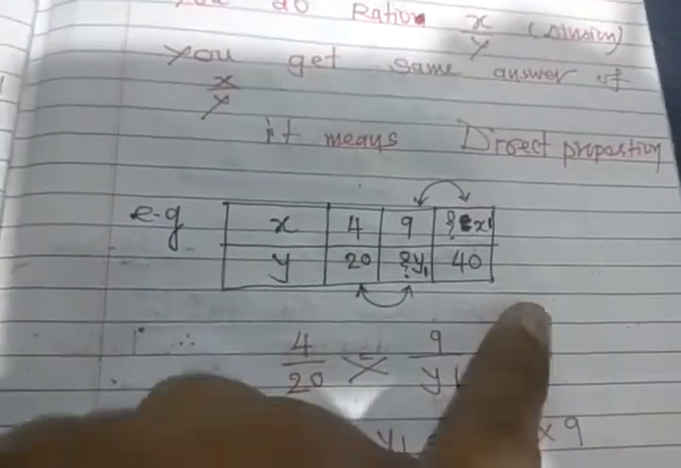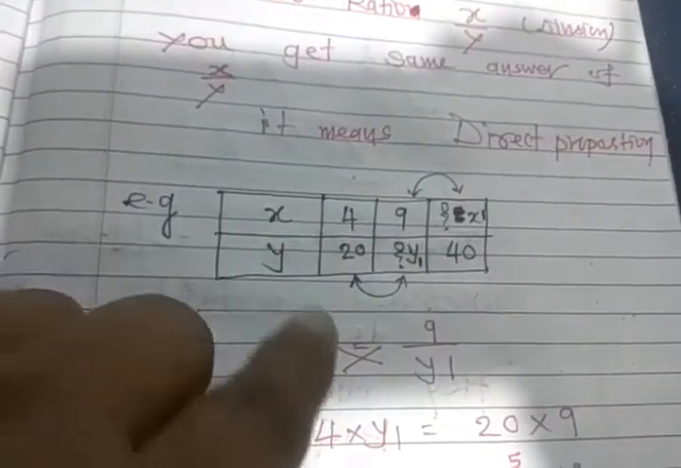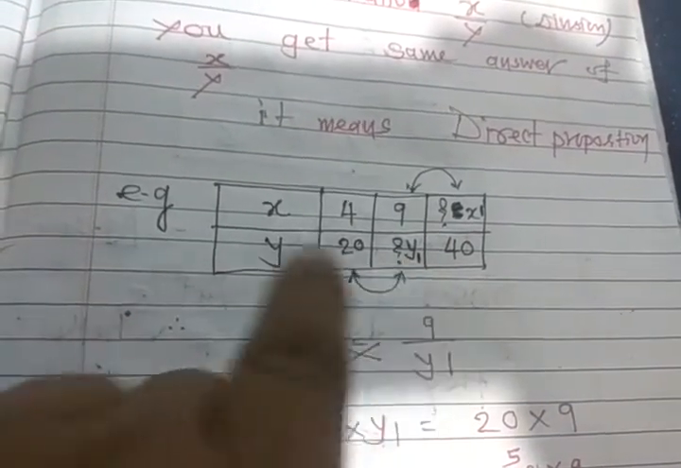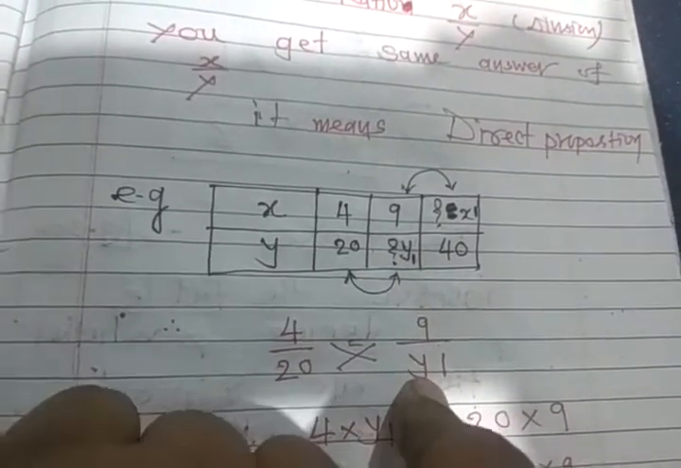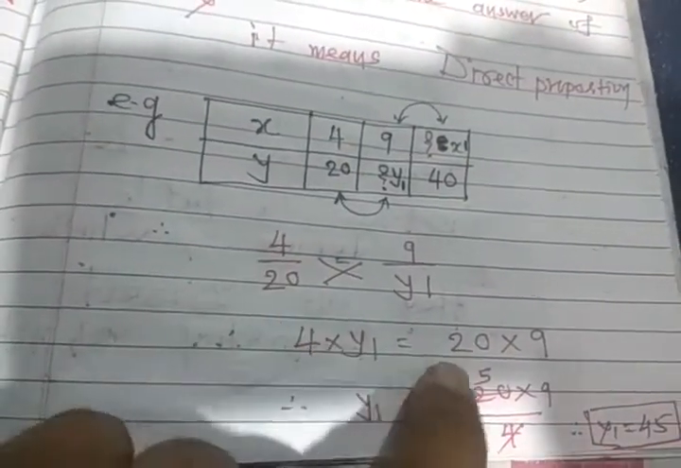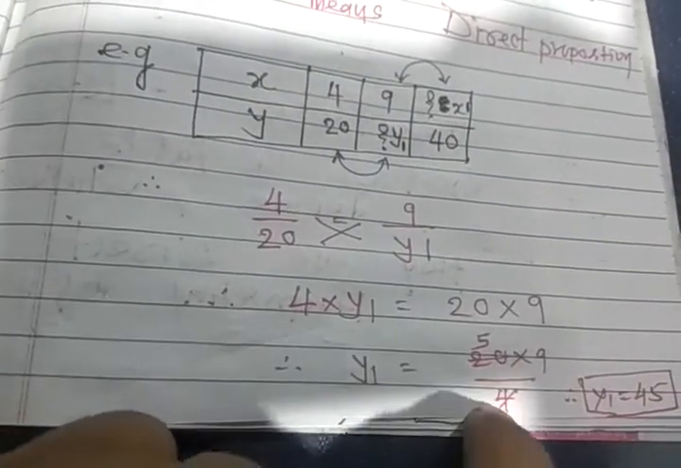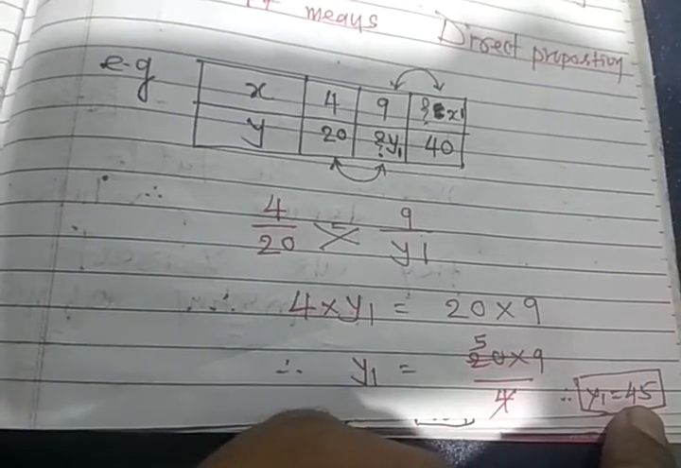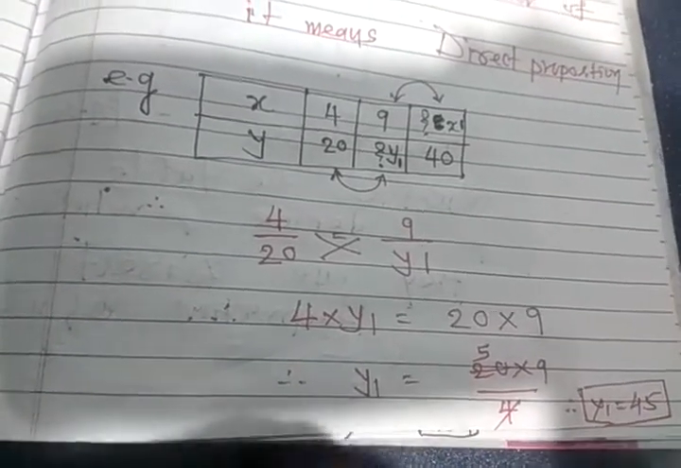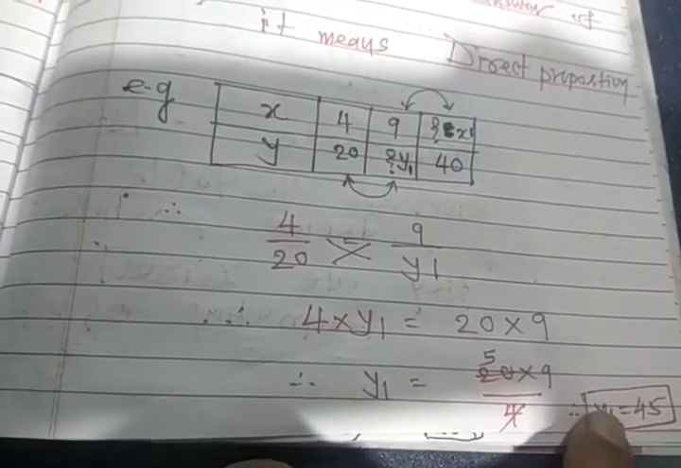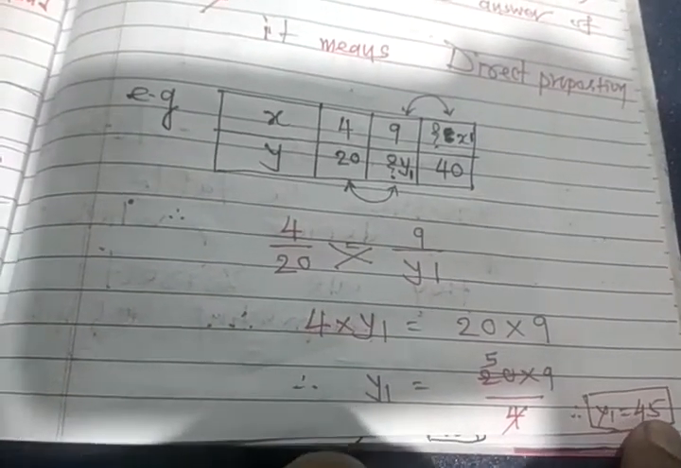So in this situation, 4 upon 20 is equal to 9 upon question mark, which is a y, so we consider it y1. To simplify, cross product: 4 into y1 is equal to 20 into 9. So y1 is equal to 20 into 9 upon 4. 4 5s are 20, so 5 9s are 45. So here you will get y1 is equal to 45.